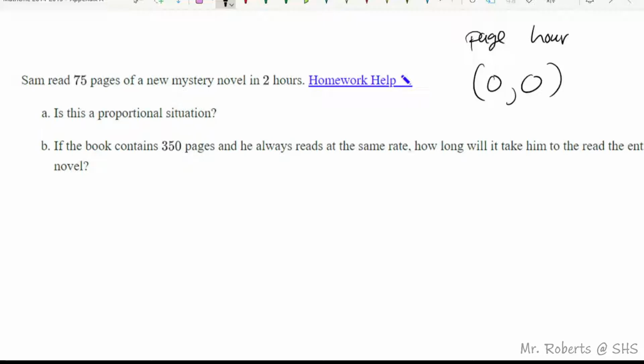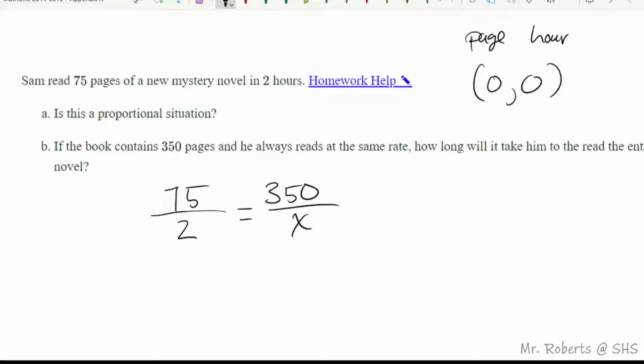And then part B says, if the book contains 350 pages and he always reads at the same rate, how long will it take him to read the entire novel? Okay, this is great. So because it is proportional, I can do this. So I can write, for example, he can read 75 pages in 2 hours. And the book is 350 pages. So our question is, how long will it take him to read that in hours?